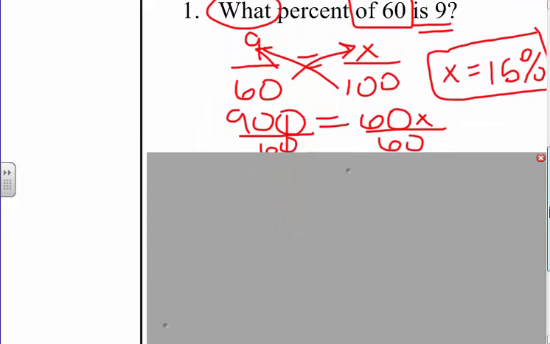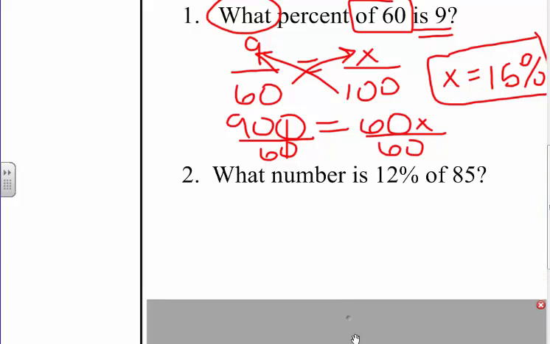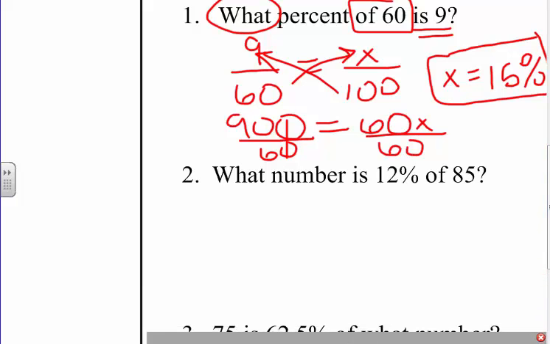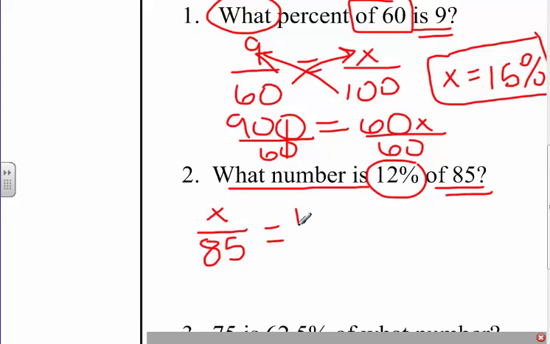Let's look at another example. So what number is 12% of 85? So we have the is part, which is the part we don't know. What number is? So it would be x on top, is over of, we know the of number is 85, so over 85, and then the percent, it's 12%. So we're going to go 12 over 100.